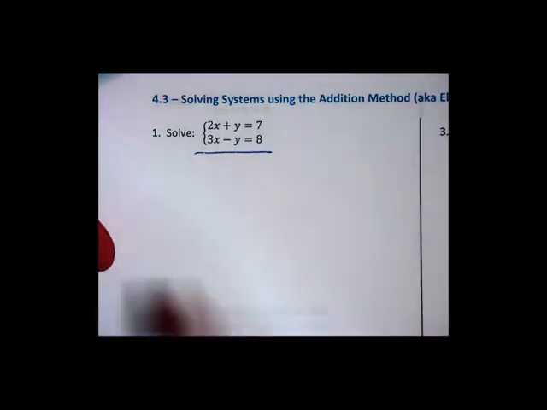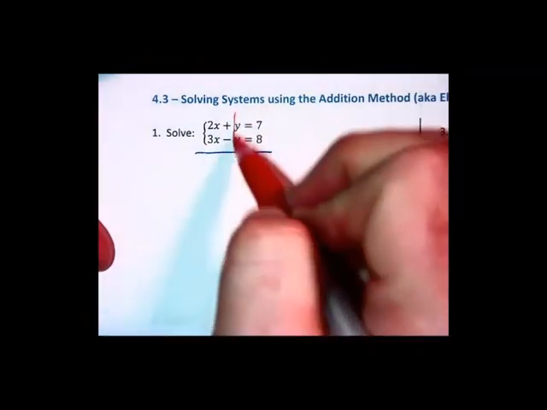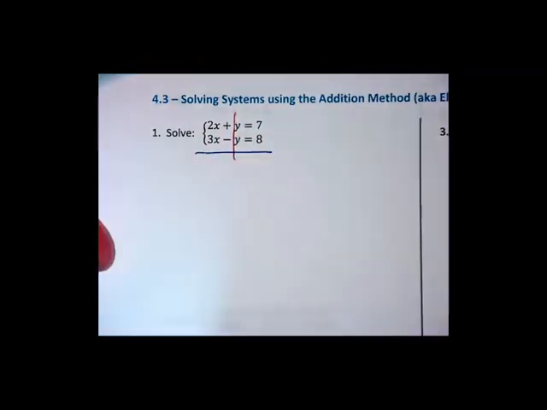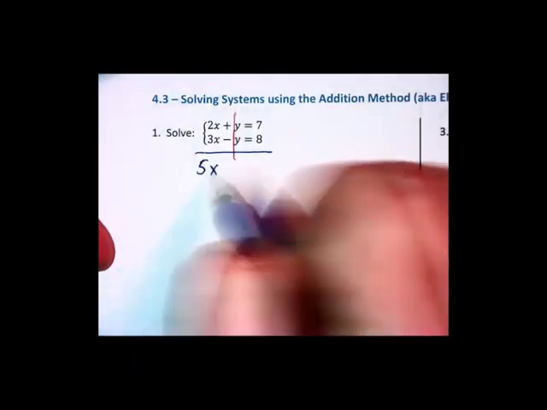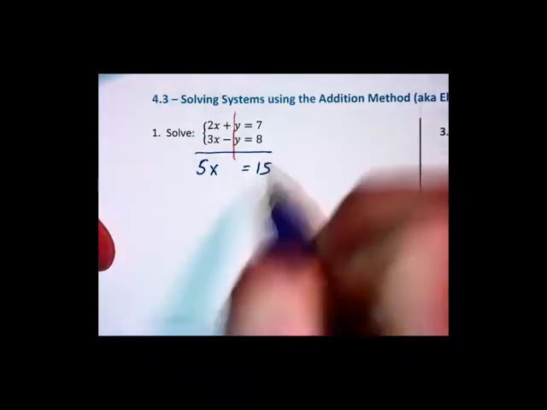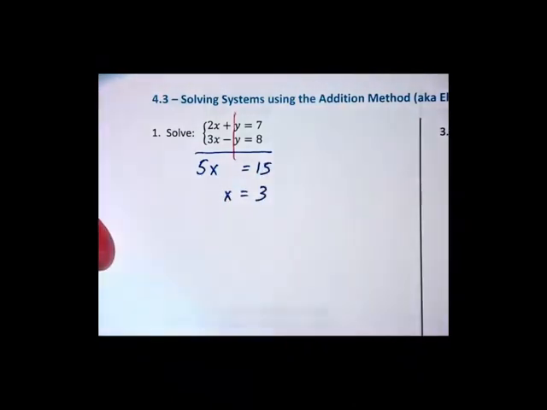Notice how the two equations that we're given are both in standard form and we don't have an x equals or y equals. If we were to add straight down in our two equations, the y's would cancel each other out. They'd be eliminated, and we would have 5x is equal to 15, and dividing each side by 5 we'd have x equals 3. Notice how easy that was.